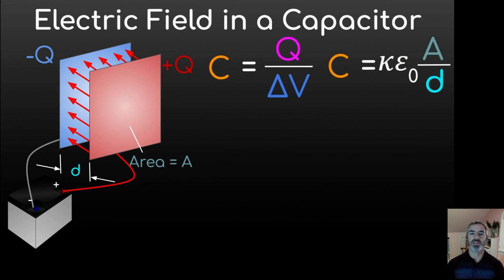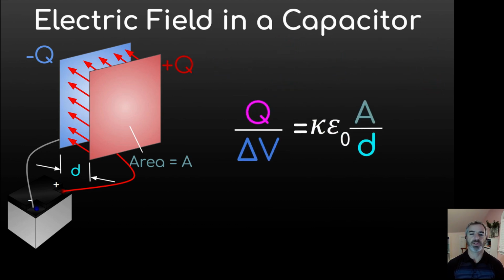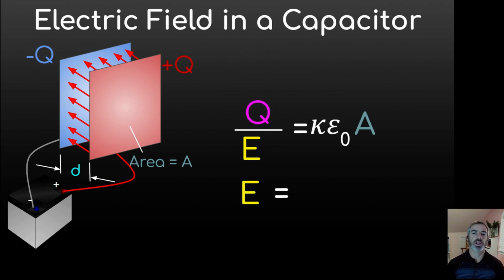We know our two equations for capacitance, charge divided by change of potential, and we can set those equal to kappa epsilon naught A over d, and we can substitute that delta V is the electric field times the distance. Now we can see that we have the distance on each side of the equation, so we can cancel that out. Then we can rearrange and solve for our electric field, where we get E is equal to Q divided by kappa epsilon naught times the area. And this is how you can calculate the electric field in a parallel plate capacitor.